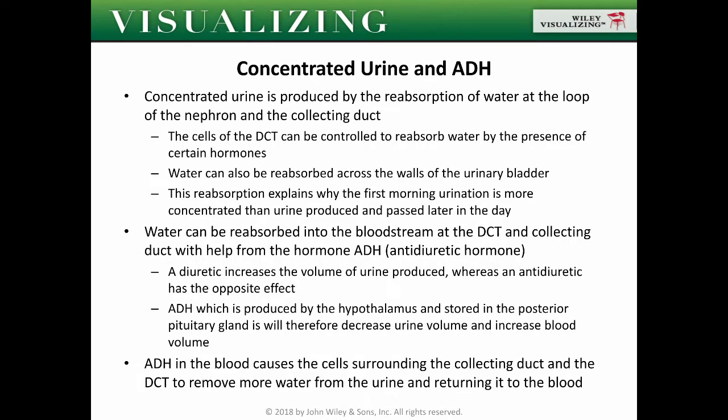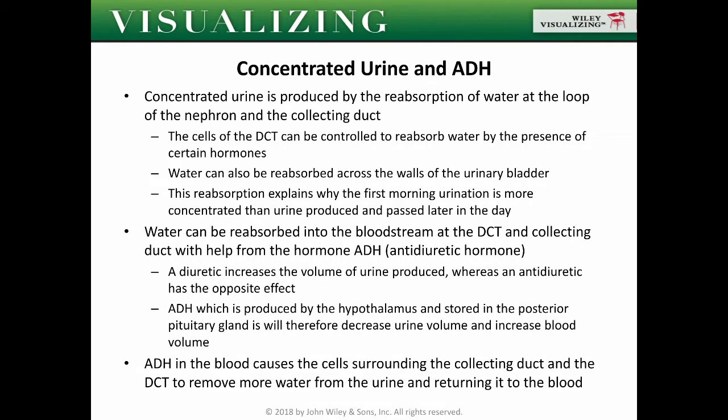So water can also be reabsorbed across the walls of the urinary bladder. This reabsorption explains why the first morning urination is more concentrated than the urine produced and passed later in the day, because the urinary bladder can store the urine and it also absorbs a bit of the water. The walls can absorb a bit of the water from the urine. So when you're sleeping at night, around say 5 to 8 hours, your urine sits there in the bladder. So there's a long sitting time. That is why morning urine is very much concentrated compared to the other urine the rest of the day.